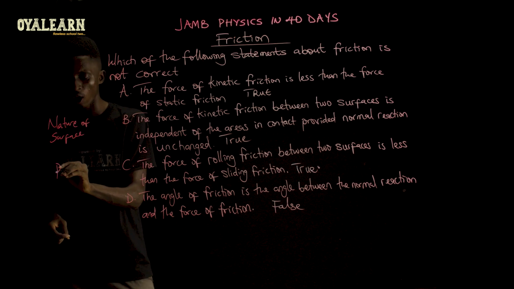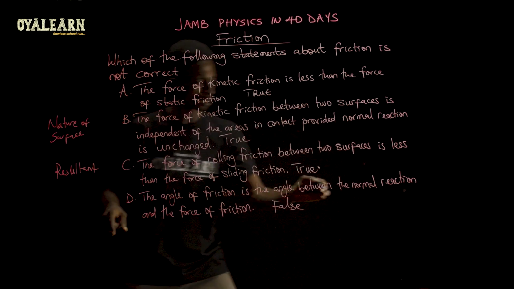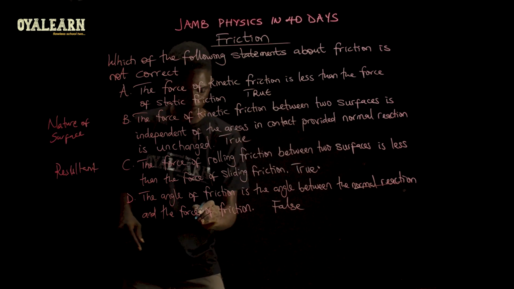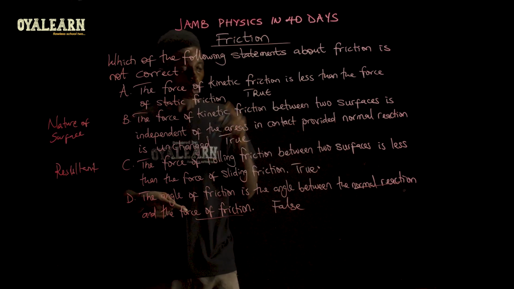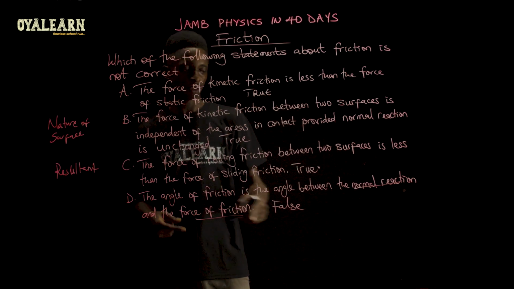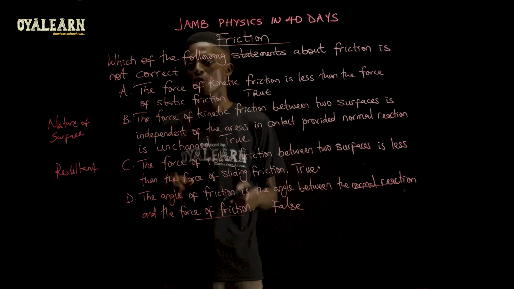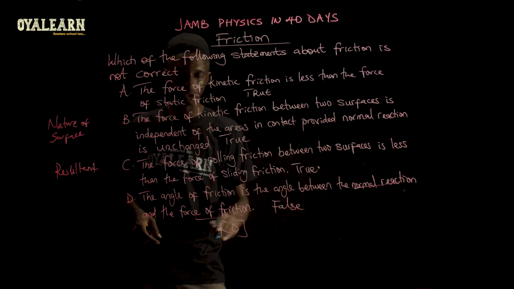You must first resolve the resultant of the normal reaction and the force of friction. So it is the angle it makes with the resultant of these two to the normal reaction that makes what we call the angle of friction, not the normal reaction and the frictional force themselves. So this is false. The correct option is therefore option D.